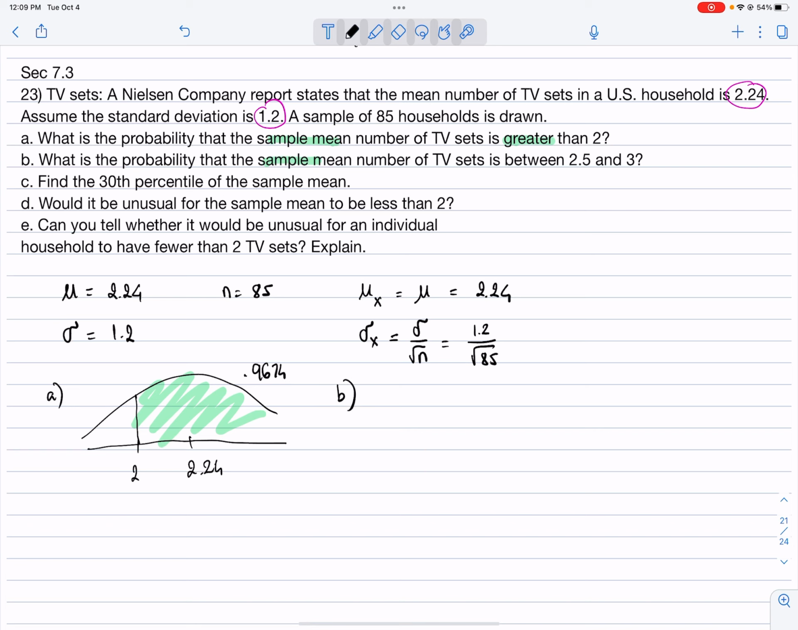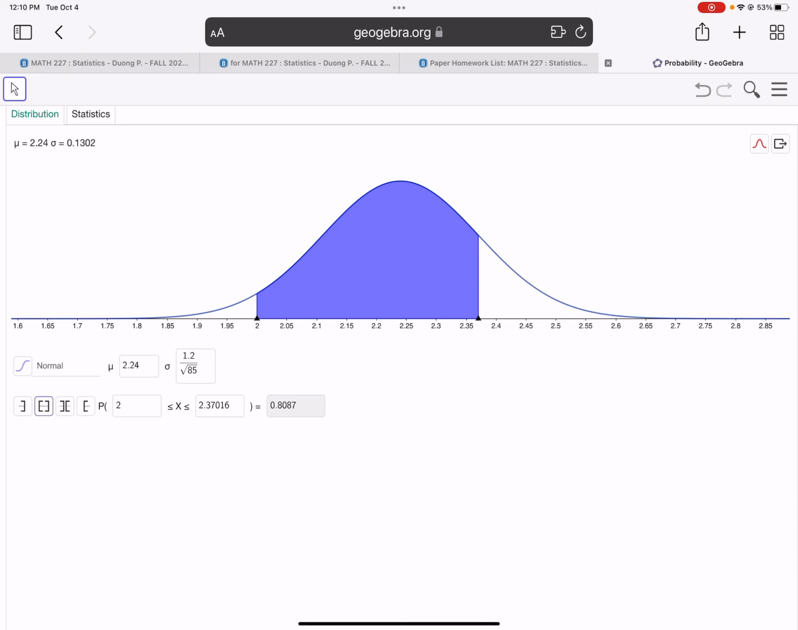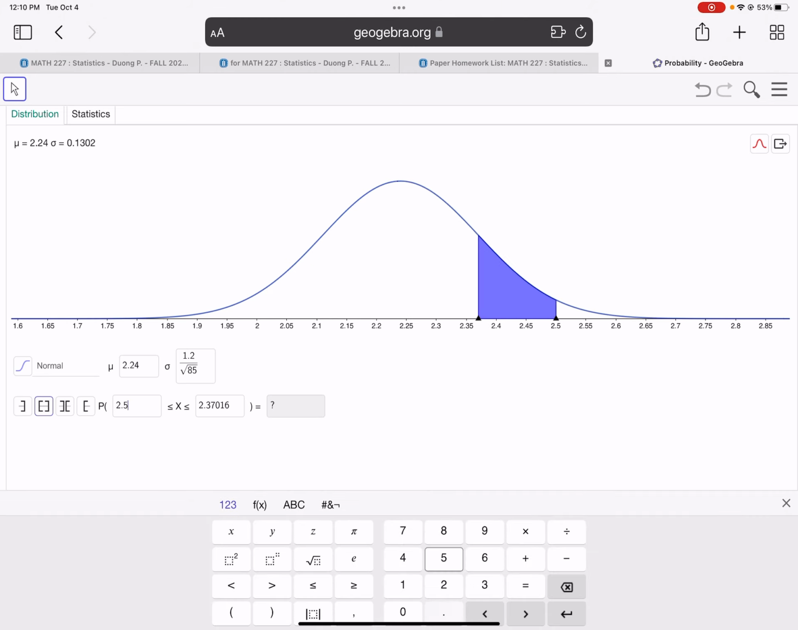For part B, we want the probability that the sample mean is between 2.5 and 3. So 2.24 is here, and 2.5 and 3 are here. You draw the lines and then you take the probability between them. So we click on the between option, which is the second one going from left to right, and then you enter 2.5 and 3. Then we got 0.0229.